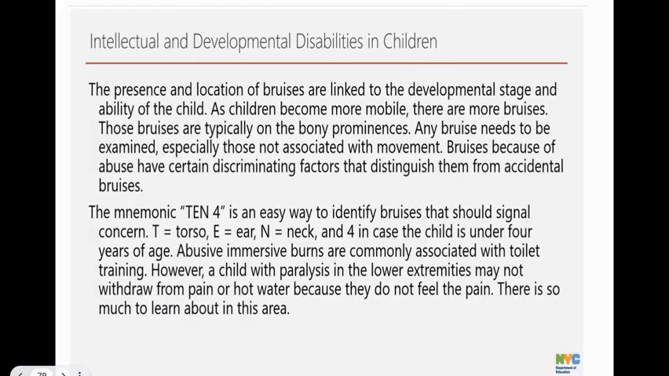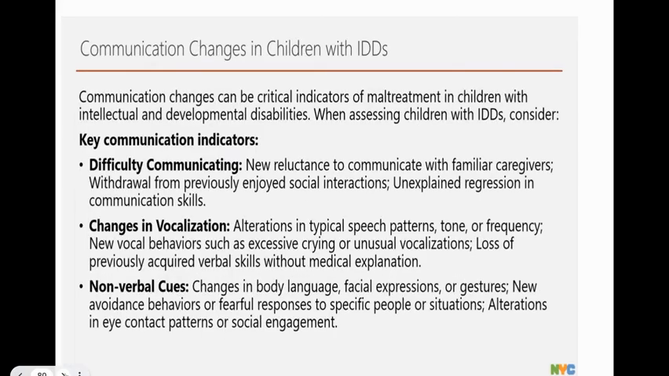So here we have an easy way to identify which bruises could signal concerns. We use the phrase 10-4. So if there are bruises on the torso, the ears, the neck, we know that that could be something we're looking for as abuse. Kids get pulled by the ear. Sometimes they get pulled by the neck. So these are things that we want to investigate further. And abusive burns can be associated with toilet training. So we really need to be aware of this when we're dealing with children with profound disabilities.